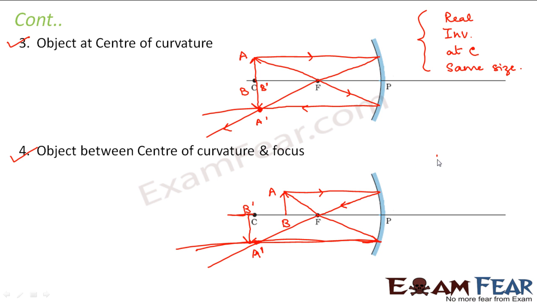So in this case, what kind of image do you get? It is a real image, an inverted image, located beyond the center of curvature. And what about the size? In this case, the image is enlarged. If you see, the length of the image is greater than the length of the object. So you get an enlarged or magnified image now.